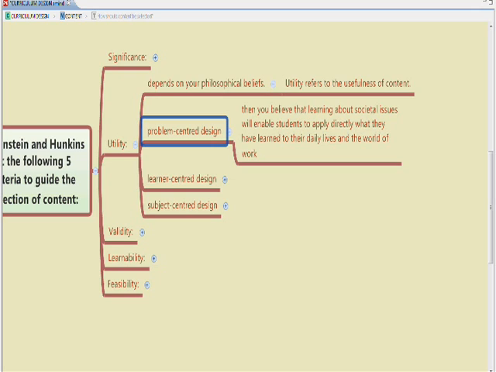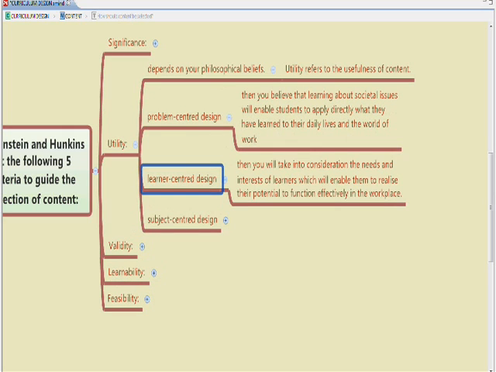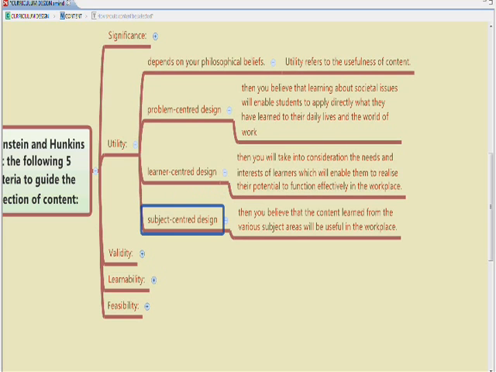If you're from a psychological perspective, you're looking at the learner itself, right? Then you will take into consideration the needs and interests of learners, which will enable them to realize their potential to function effectively in the workplace. And finally, if you're the subject kind of guy, you believe that the content learned from the various subject areas will be useful in the workplace. They are quite different: one is purely from the content, one is from the learner, one is societal. And the overarching principle is your philosophical belief, the utility.